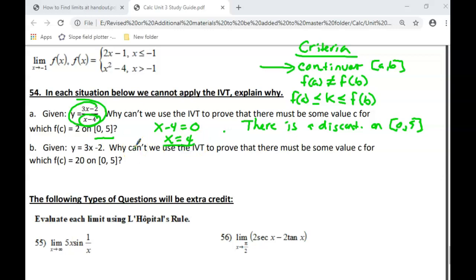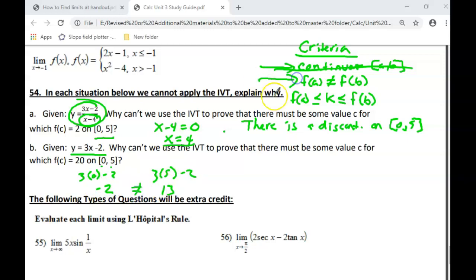Let's take a look at part B. Given that y equals 3x minus 2, why can't we use the IVT to prove that there must be some value of c? Well, this is a linear function, so it's always continuous. So it doesn't matter what the interval is, it's always continuous. So that's not the problem. Let's see. If we want to make sure that f of a is not equal to f of b, let's plug in our a and b. So this is going to be -2, and this is going to be 13. They're not equal, so that's good.